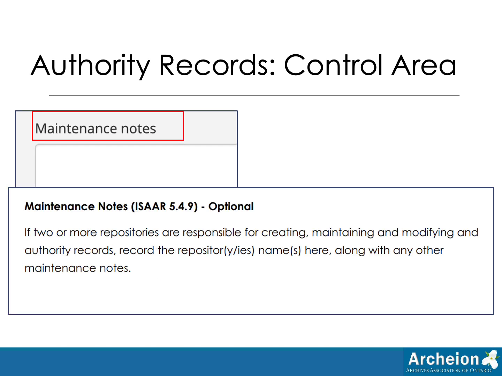The last field in the control area that is flagged as optional in the Archeion Authority Record Policy is the Maintenance Notes field. You can use this field for any maintenance notes that you'd like to add about an authority record, and you can also use it to indicate the other repository additional to the maintaining repository if two repositories share a given authority record.